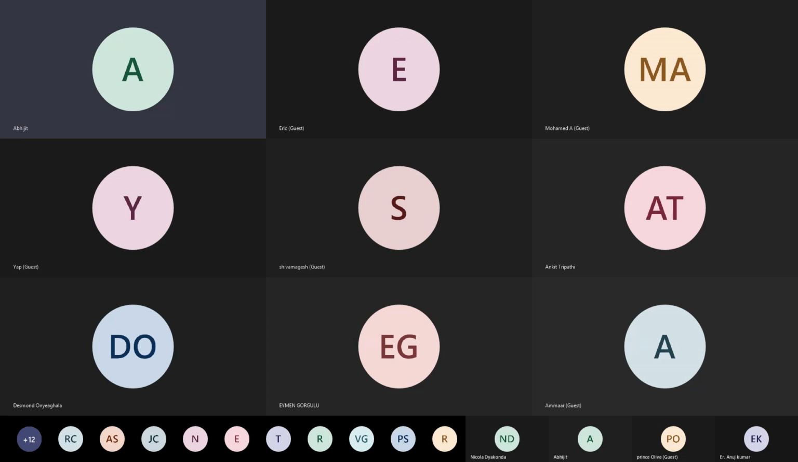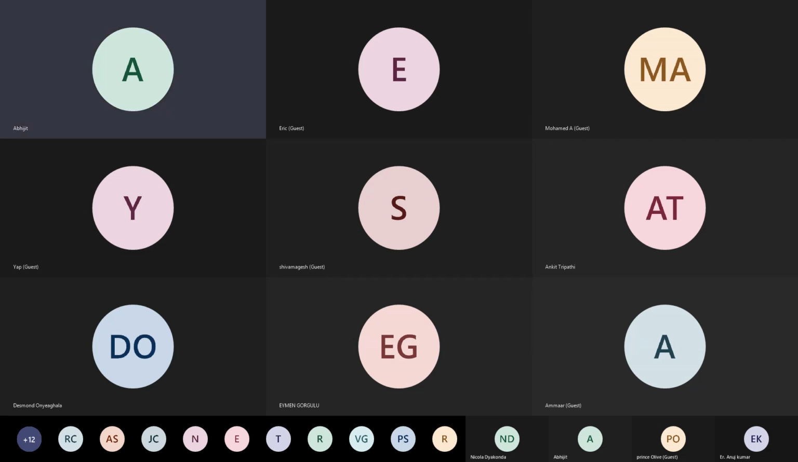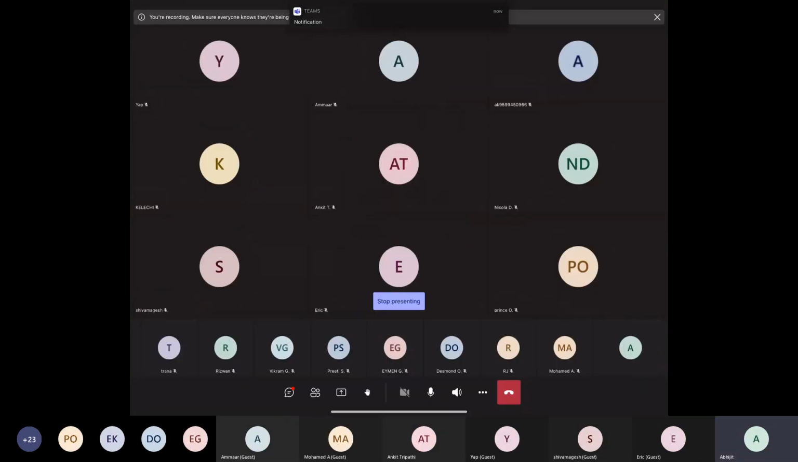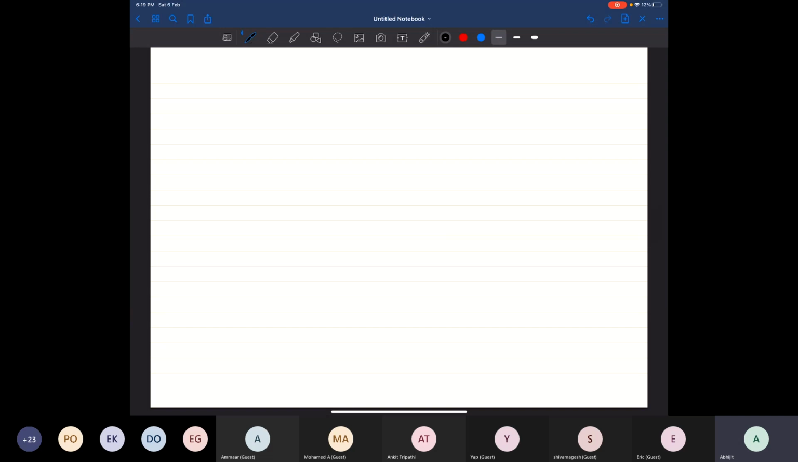And there. Yeah, I hope you can see my other screen now. And we are going to discuss something about the EIGRP metric.